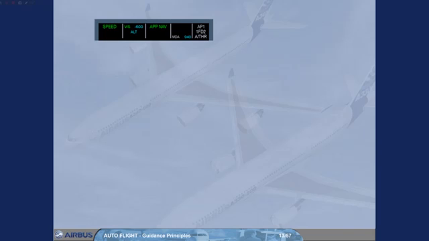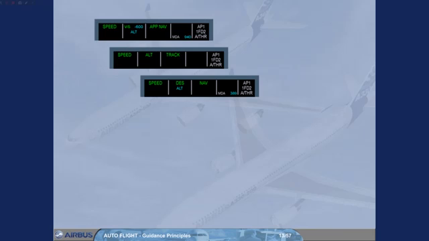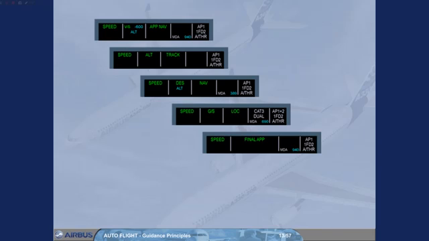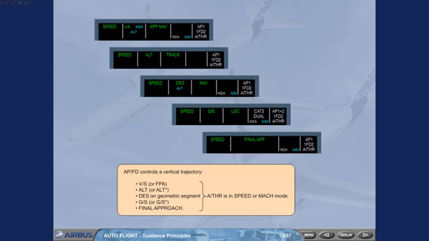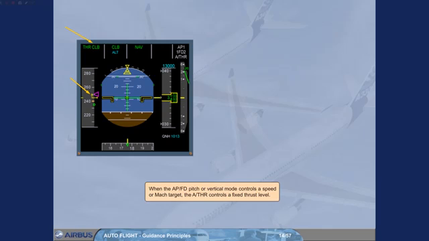Autopilot flight director controls a vertical trajectory: vertical speed or flight path angle, altitude or altitude star, descent on geometric segment, glide slope or glide slope star, and final approach. Autothrust is in speed or Mach mode. When the autopilot flight director pitch or vertical mode controls a speed or Mach target, the autothrust controls a fixed thrust level.